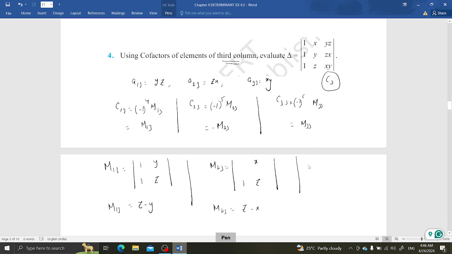Now at last we have M33. This is 1. There's nothing. Third row and third column we need to remove. So 1 X, 1 Y we are left, and we have Y minus X. Okay. Now we need to put this value in above.